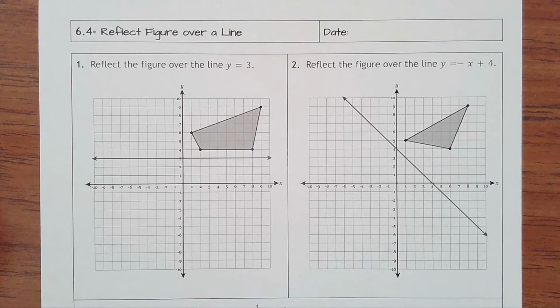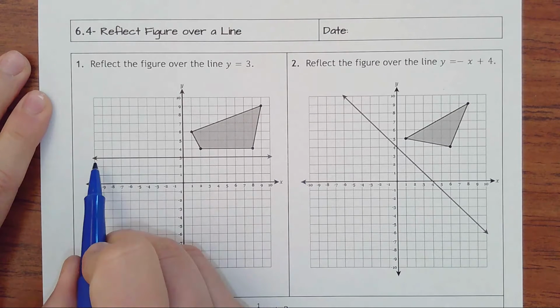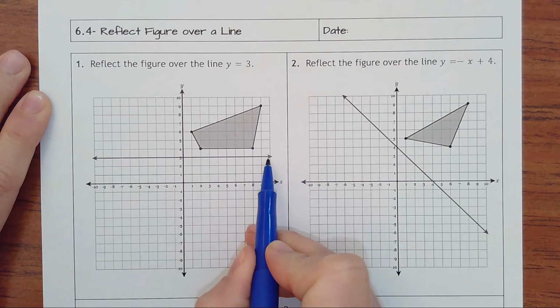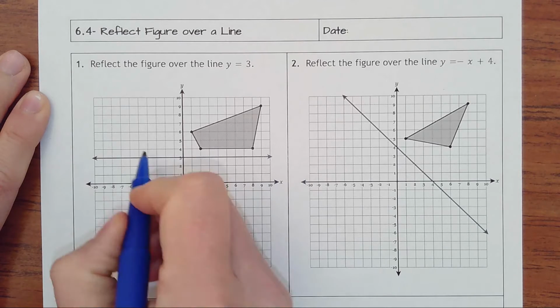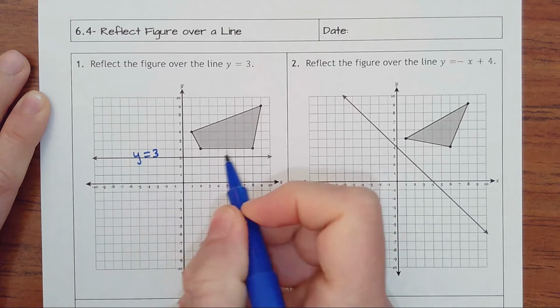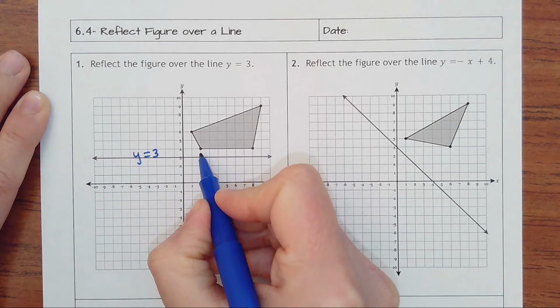Lesson 6.4, reflect a figure over a line. Number one is really easy because we have a horizontal line to reflect over. It's really the line y equals 3. And when you reflect a figure, you just want to be equidistant from that line.